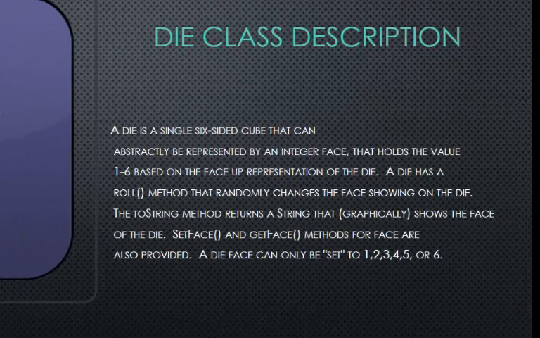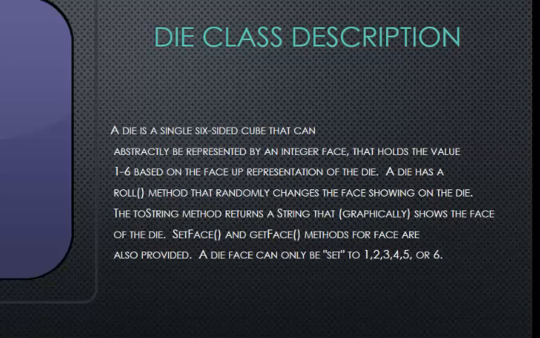A die is a single six-sided cube that can abstractly be represented by an integer face. The face holds the value of 1 through 6 based on the face-up representation of the die. A die has a roll method that randomly changes the face showing on the die. The toString method returns a string that graphically shows the face of the die. There are setFace and getFace methods for the face that are provided. A die face can only be set to 1, 2, 3, 4, 5, or 6.